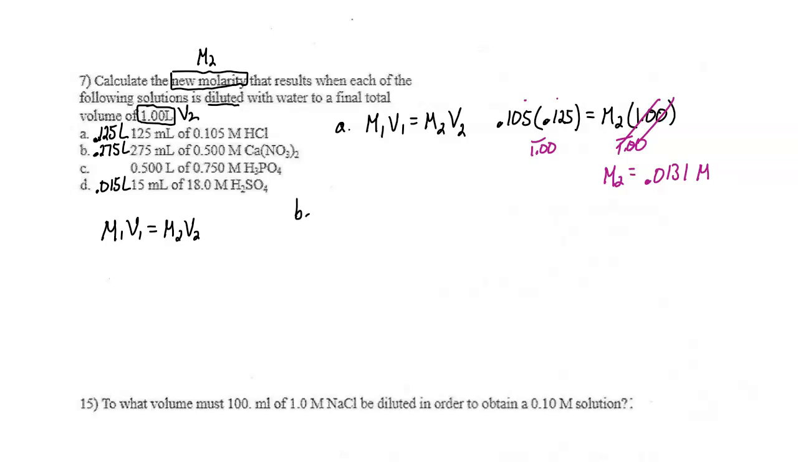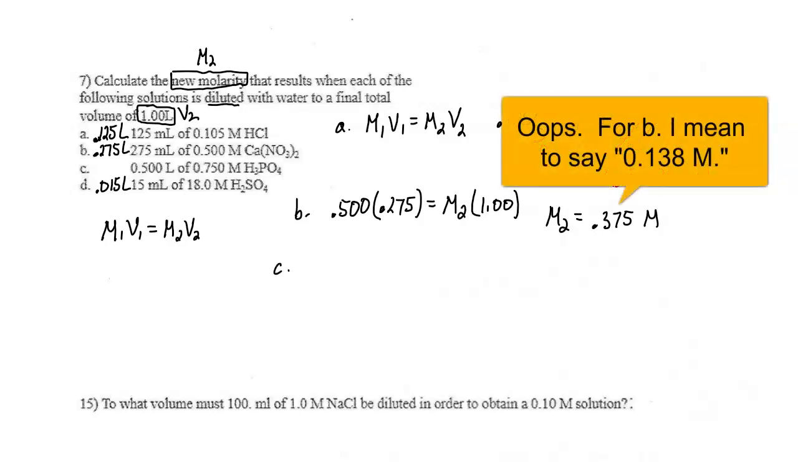Question B. Use the same formula and fill in the numbers. M1 is 0.500. V1 is 0.275 liters. M2 is our unknown, and V2 is 1.00 liters. On the calculator, multiply together the two numbers on the left side and then divide by the 1.00. The result is 0.375 molar.